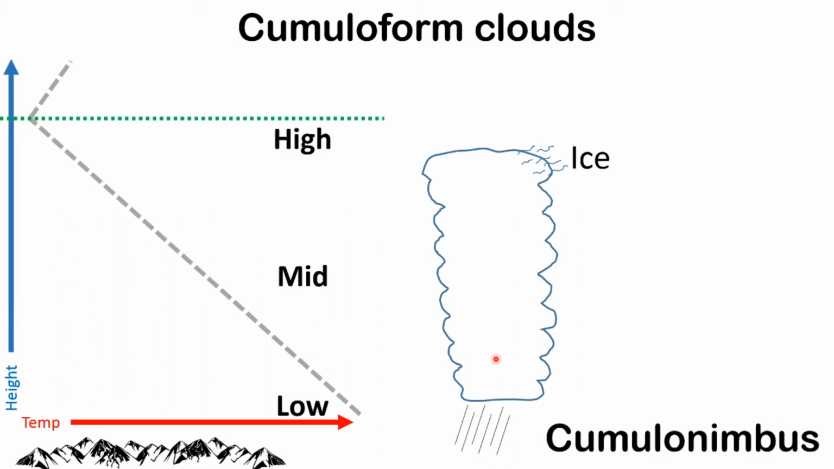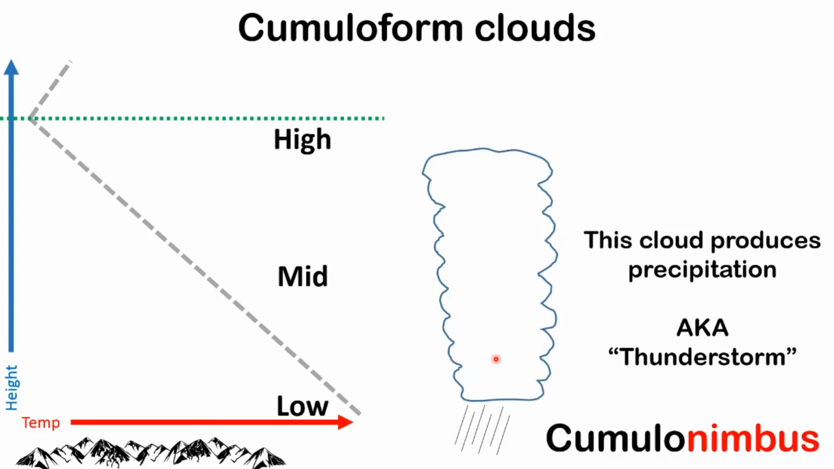Now, the nimbus means precipitation, and by precipitation it could be rain, it could be snow, it could be hail, it could be sleet, but anytime you have a puffy cloud that's producing precipitation, we're going to call it cumulonimbus. Commonly, these are called thunderstorms, but it turns out you don't actually have to have thunder to have a cumulonimbus.